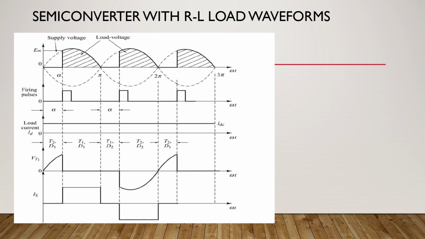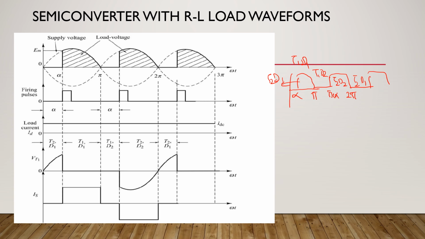Now if you observe the waveforms here, this is for the output voltage. So if I draw the output waveform here, this is alpha, this is pi plus alpha, this is 2 pi, and so on. At this point it is T1 and D1, then T1 and D2, then T2 and D2, then T2 and D1, and again it continues. This is what is shown over here.